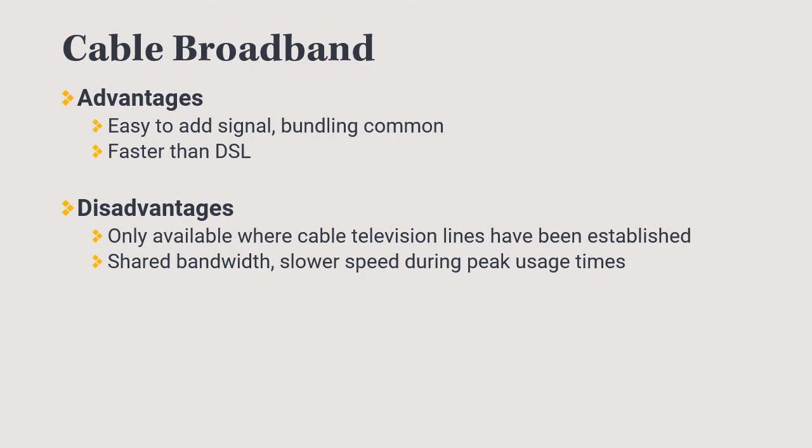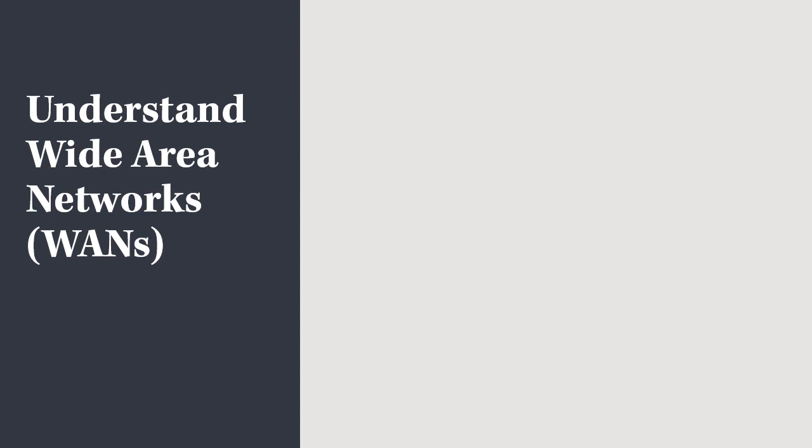And so when you get peak times, like in the mid evenings when a lot of people are on, you're going to see that bandwidth reduced, because a lot more people are using it, and the speeds are going to slow. However, the speeds that we see on cable broadband, even when they're slower, are still typically faster than DSL connections. So that is the objective of Understand Wide Area Networks, or WANs, for the MTA certification.